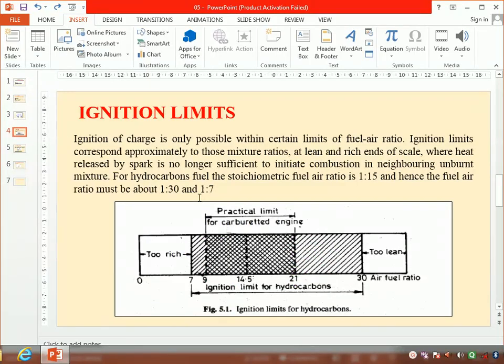Here, ignition limits: what are the practical limits possible for the air fuel ratio of the combustible air fuel mixture? It lies between 9:1 to 21:1. 9:1 means 9 kg of air to 1 kg of fuel. Getting? So that mixture is a rich mixture. 21 to 1 means 21 kg of air and 1 kg of fuel, means more amount of air, so the mixture is a lean mixture. In between this practical limit, the air fuel ratio is available as a combustible air fuel mixture.